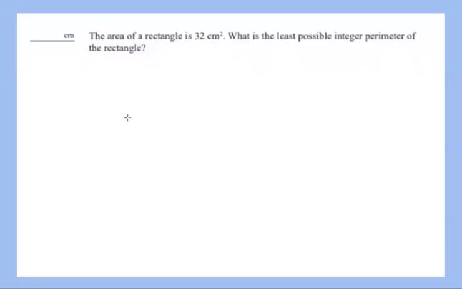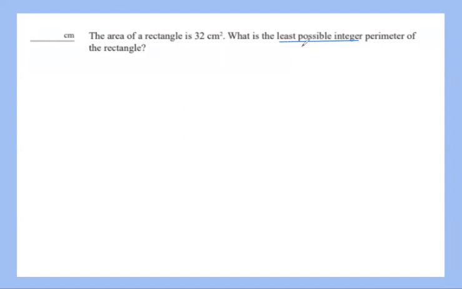Okay, hello everyone. So we have a MATHCOUNTS chapter on spring question. Okay, so this was 29. So the area of the rectangle is 32, and the least possible integer perimeter of the rectangle. Okay, this is the key point that we need to make.